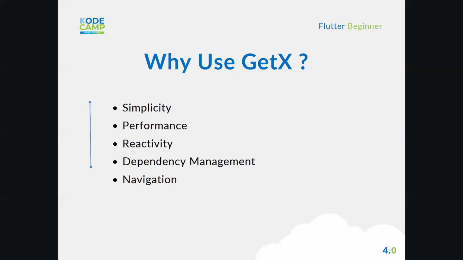GetX is highly optimized for performance with minimal memory usage, and we're going to see it in action. But these are just a few things you need to know. It's highly optimized for performance with minimal memory usage, and of course that's a very important aspect of development. It's not enough to build applications, but what is the impact of that application when it comes to memory? What's the impact?